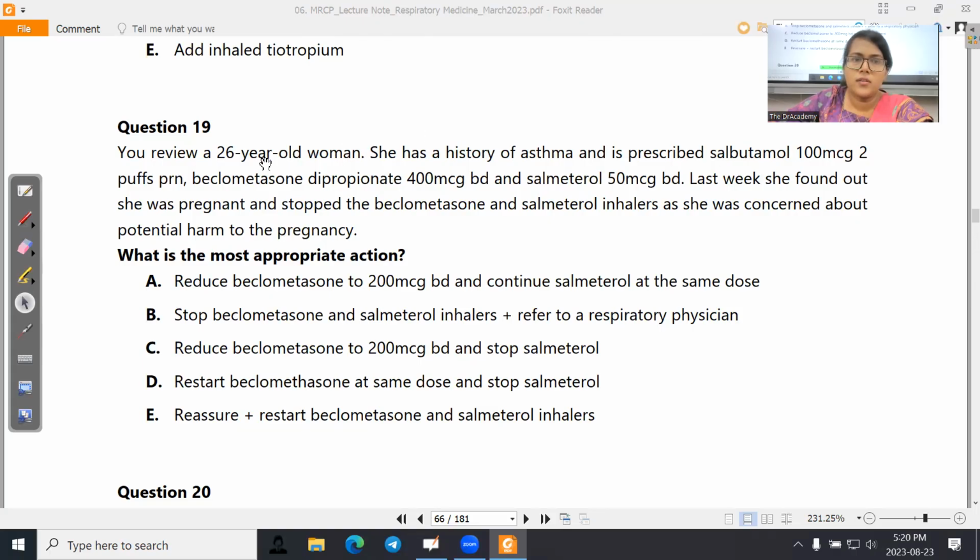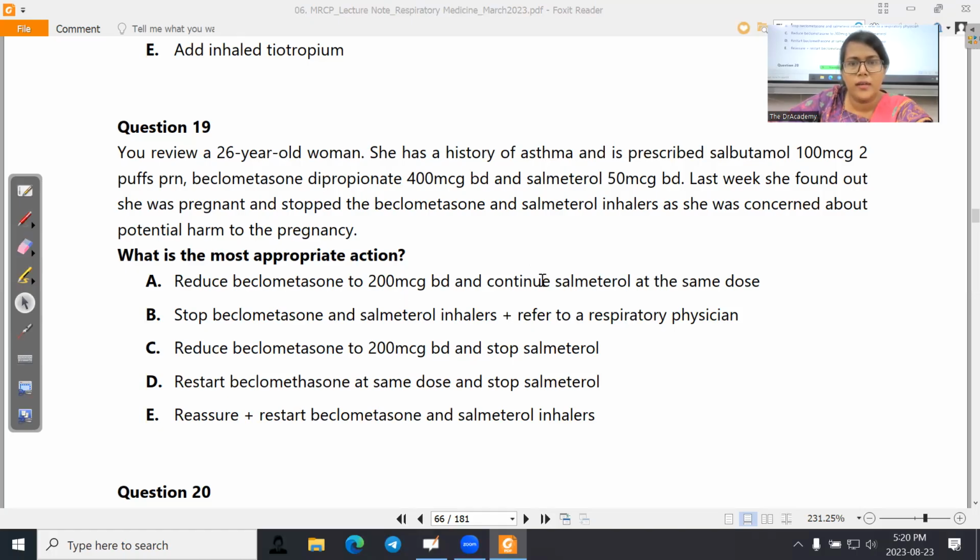So the patient is a young female, known history of asthma. She's having salbutamol, which is the SABA, and ICS 400 mcg and LABA therapy. Last week she found out that she was pregnant and she stopped this medication herself because she's concerned about the potential harm to the pregnancy. Now, what's the most appropriate action?